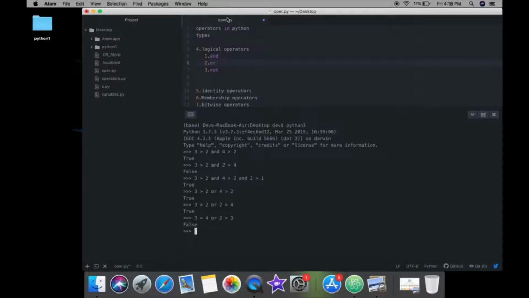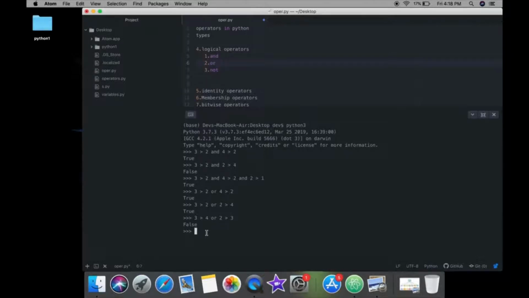Also the electronics students will understand this much better because they have worked on logic gates. So an AND gate is when we have both the inputs high. OR is when we have just one input high. NOT is something that inverts the input.